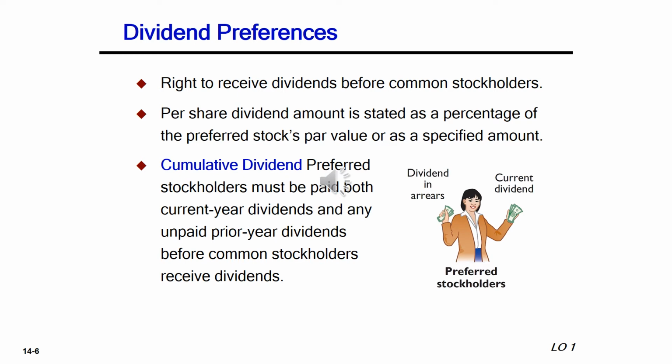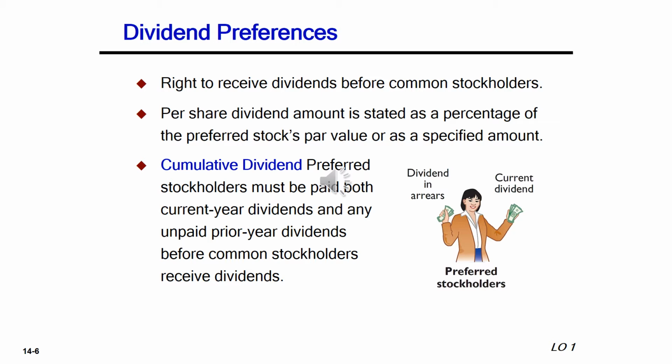Remember our discussion earlier in this course about preferred stocks. Now you must know that the preferred stockholders have a priority or a preference over common shareholders. So the preferred stockholders have the right to receive dividends before common stockholders. Now, the per share dividend amount is stated in the case of preferred stockholders as a percentage of the preferred stock's par value or as a specified amount, depending on the agreement between the company and the preferred stockholders.